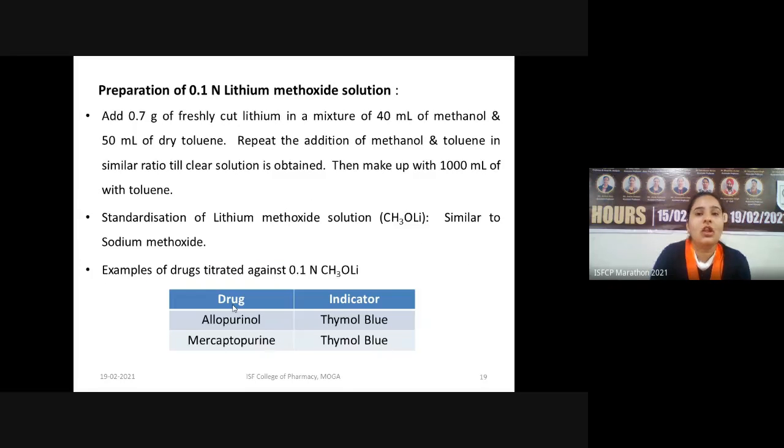Now, how is the preparation of 0.1 normal lithium methoxide done? We have studied the preparation and standardization of sodium methoxide solution. Now we will be studying the preparation of 0.1 normal lithium methoxide solution. So how is the preparation done?